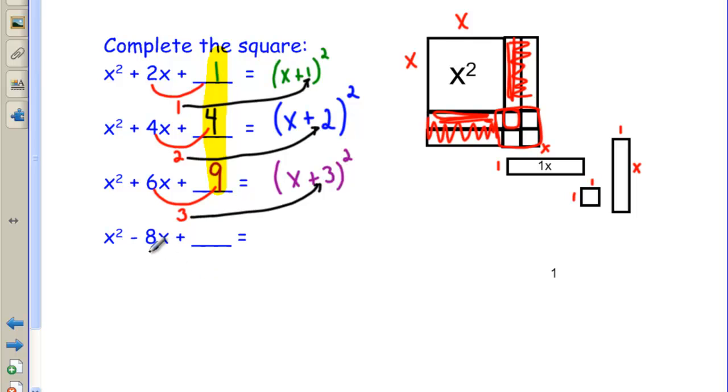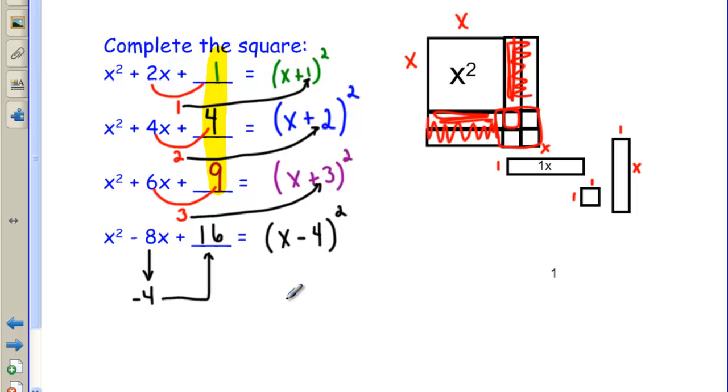So let's try it here. So half of -8 is -4. Square that, and we should get 16. And what would that make for the binomial squared? Well, it should match, and we should get x minus 4.